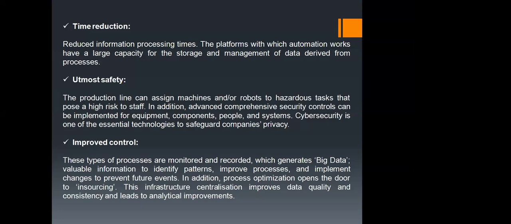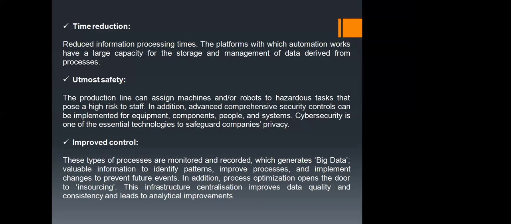And improved control. These types of processes are monitored and recorded, which generates big data, valuable information to identify different patterns, improve the processes, and implement changes to prevent future events. In addition, process optimization opens the door for insourcing, and this infrastructure centralization improves data quality and consistency that lead to analytical improvement. So these are the advantages we can expect if we implement the Industry 4.0 philosophy for running the business.